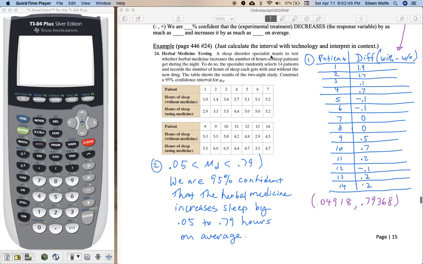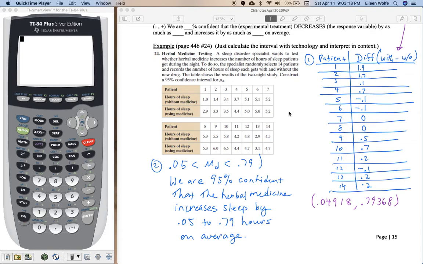Scenario: a sleep disorder specialist wants to test whether herbal medicine increases the number of hours of sleep a patient gets during the night. To do so, the specialist randomly selects 14 patients and records the number of hours of sleep each gets with and without the new drug. Okay, so with and without, each patient measured twice, that's your signal that this is paired data, and the parameter of interest is mu sub d, the true mean increase in sleep that the patients are going to get with this drug. Okay, so there's 14 patients.